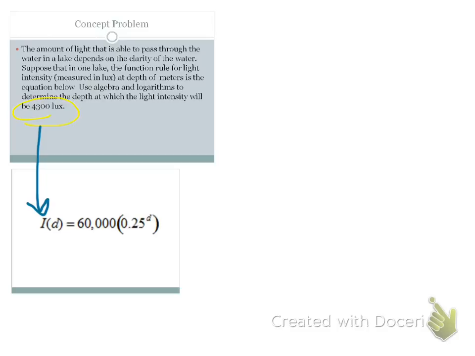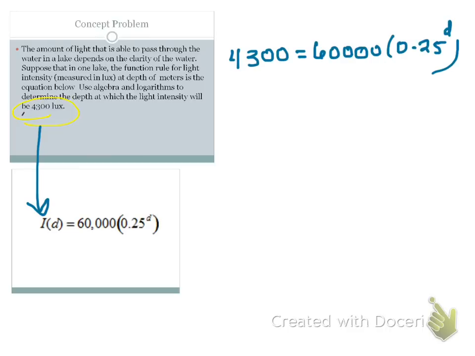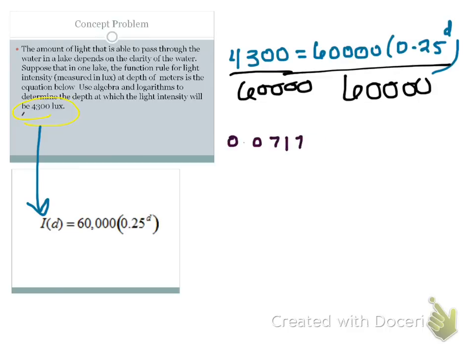Now, some of you were confused with the bear problem. Where did that bear population go? In that one it was P of T. In this case, it's I of D. So that's where you put your variable. So we have 4,300 equals 60,000 times 0.25 to the D. The first step is to divide by 60,000, and we get 0.0717 equals 0.025 to the D.